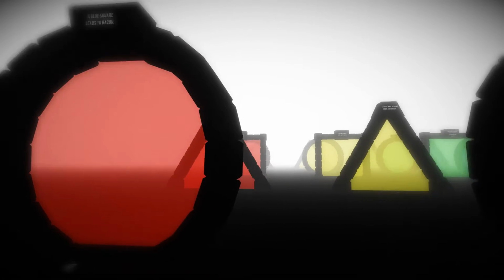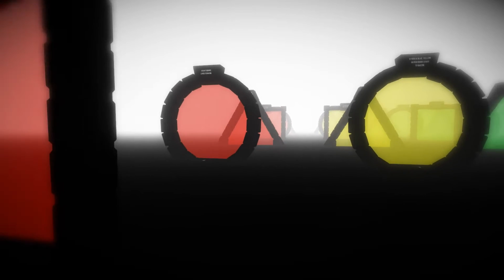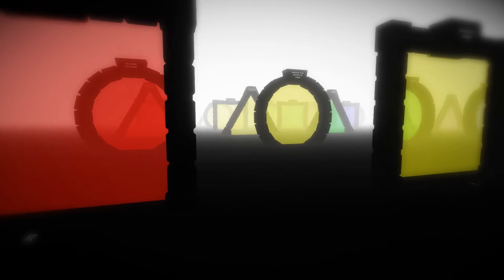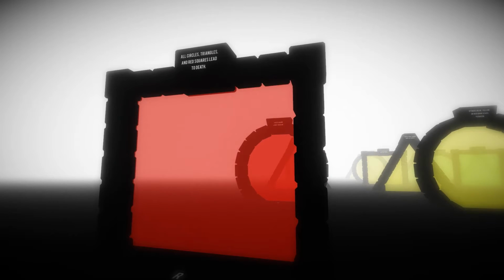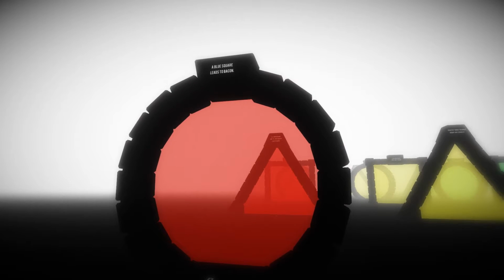A blue square leads to bacon. Those two could be true. So I think we're looking for inconsistencies within the color. All circles, triangles, so it has to be a square. This says it has to be a blue square.